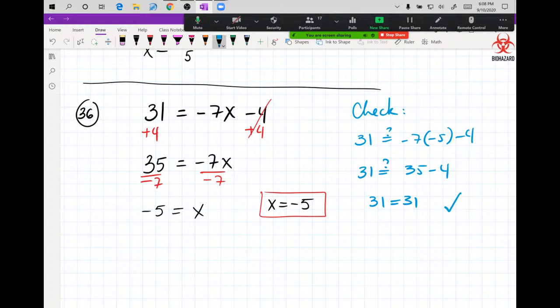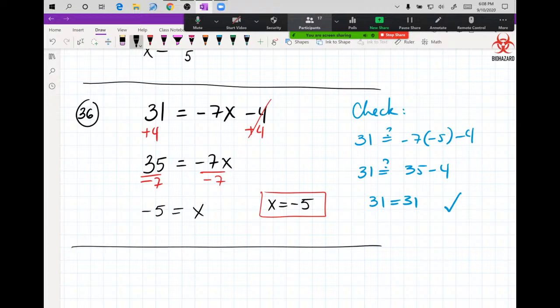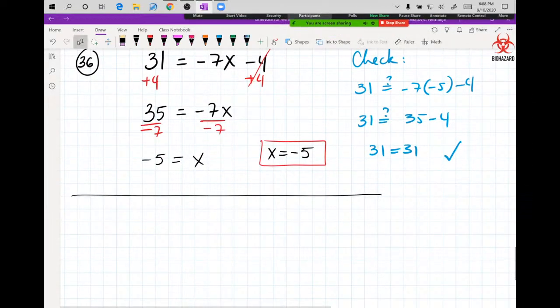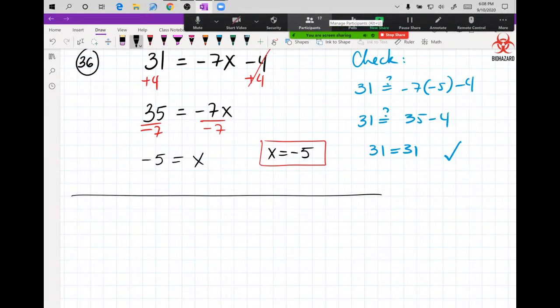There have been plenty of cases where the student solved the equation correctly, plugs it in to check, gets the check wrong, and then goes back and changes the correct answer into a wrong one. There has been plenty of that as well.